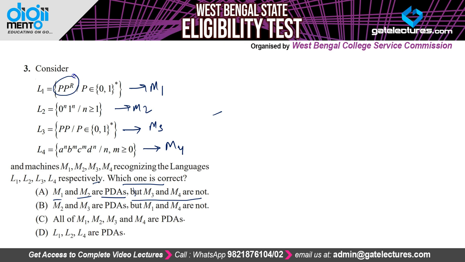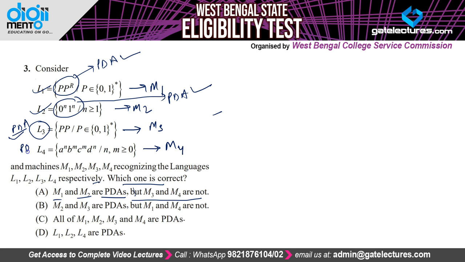Now, for this we can make a pushdown automata. That is correct. So L1 and L2 have pushdown automata. Now, they are saying M3 and M4 are not. In case of L3, we cannot create a pushdown automata, so this is correct. But for L4, we can make a pushdown automata. Right, so for the L4 language we can make a pushdown automata.